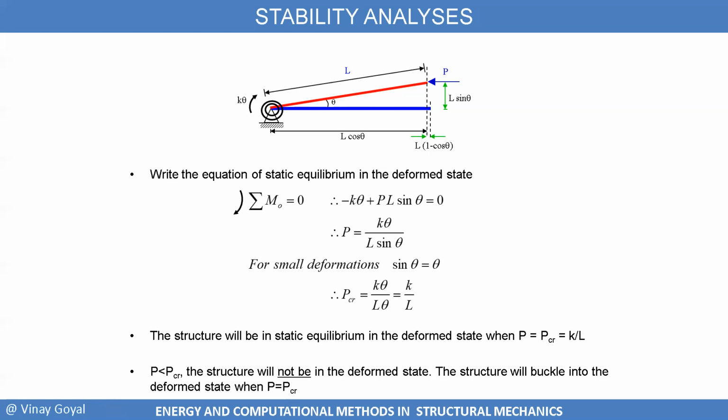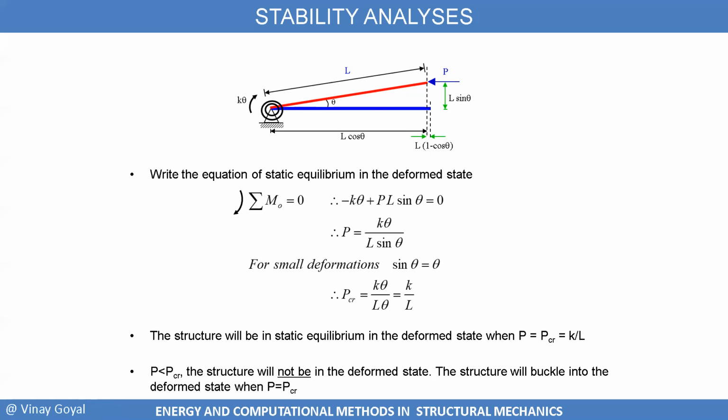When P is less than P critical, the structure will not be in the deformed state. So when P is less than P critical, it should stay straight. When P reaches the value of P critical, that's in static equilibrium in the deformed state, and we get that P equals K over L.